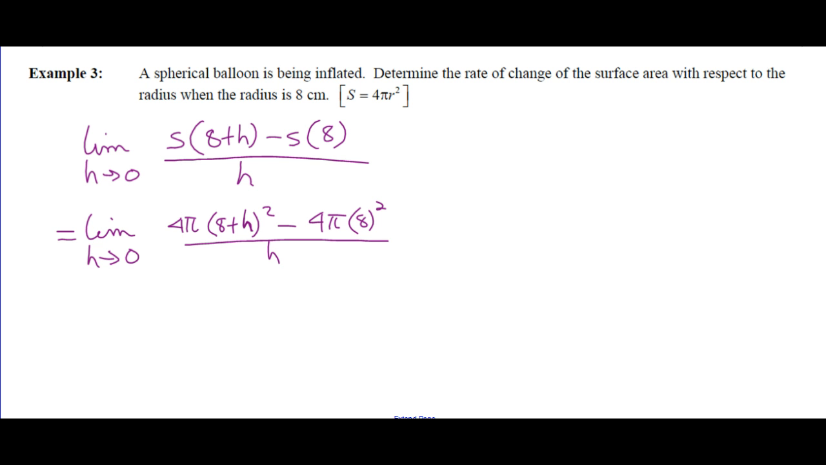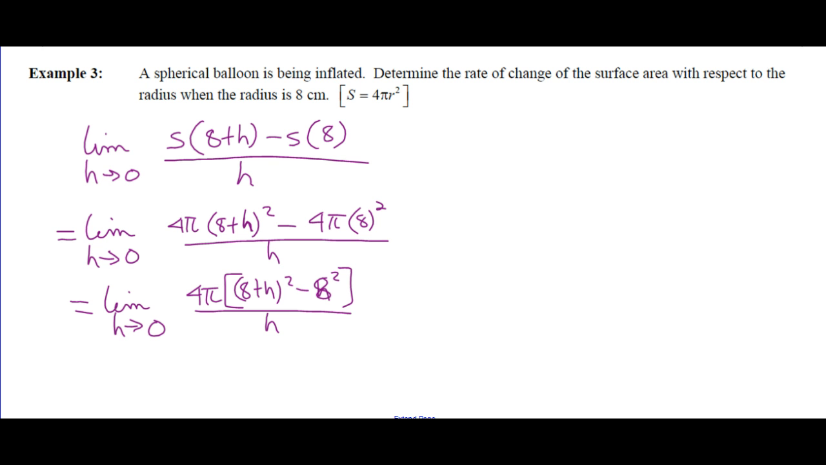All right, so 4 pi, that's just kind of a constant along for the ride, right? So let's factor that out. Limit as h approaches 0. So let's write down a 4 pi. And then we'll do the 8 plus h squared minus 8 squared over h.